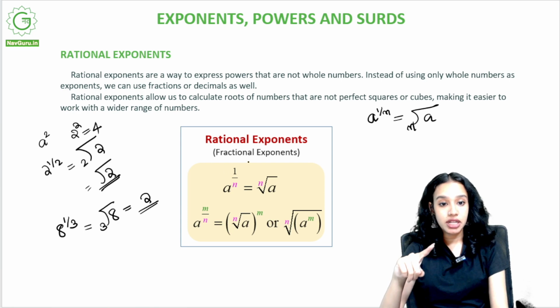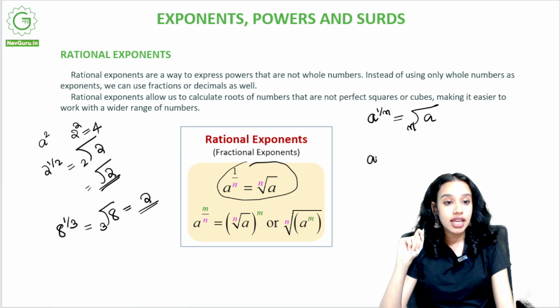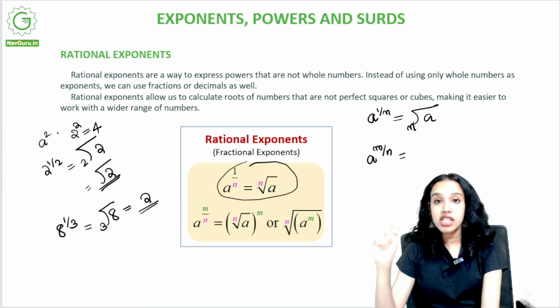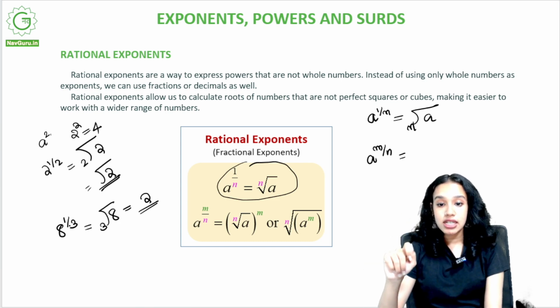So this explains the first thing, which is a raised to 1 by n is equal to the nth root of a. Now what is a raised to m by n? Now we know that a raised to 2 is a square, which is equal to 4 in the case if a is equal to 2, right? Now we also said that, let's say we have 8 raised to 2 by 3 as a number.